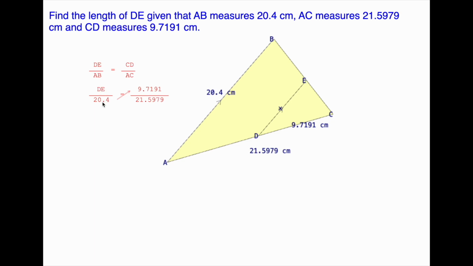We want to get the D to E alone. That's the only thing we don't know. I'm going to cross multiply the 20.4. It's going to come up and multiply the 9.7191, divide the result by 21.5979, and that gives us 9.18 centimeters.